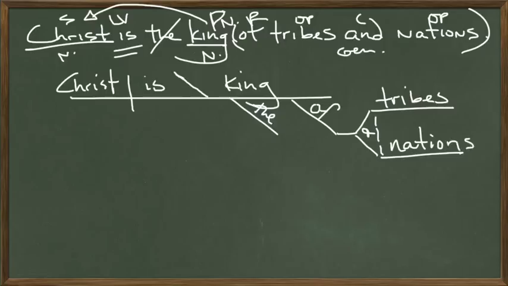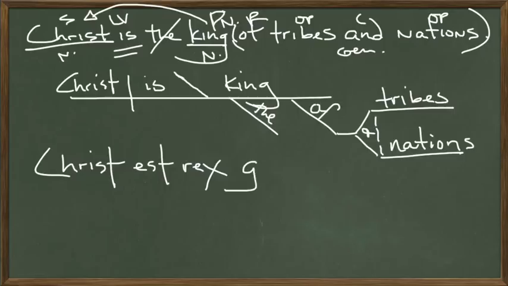And when we translate this into Latin, it's going to come out to something more like Christ is the king of tribes and of people. So Christ in Latin is Christus. Christus est Rex. Christus est Rex of the tribes. Gens in Latin is tribe, however, in the genitive case, and it's also genitive plural, this is going to become gentium.